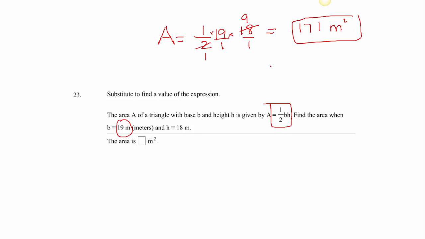You can also multiply straight across, right, and then divide by 2. So either way should give you the same answer. If you want to multiply 19 times 18 and then divide by 2, you should also get the same answer, 171. So either way should bring the answer 171.